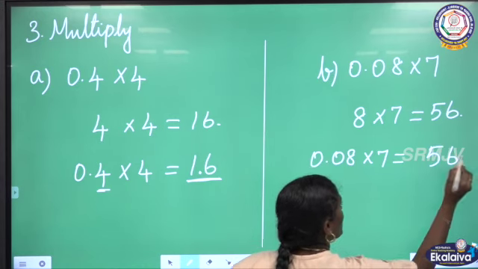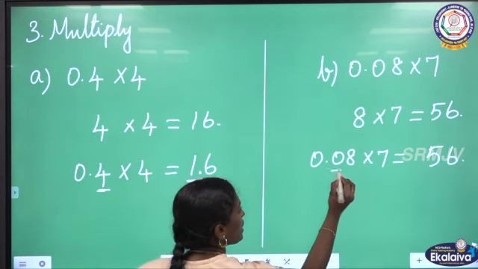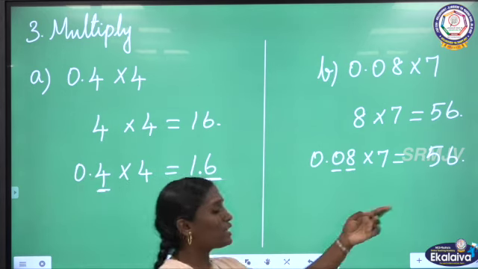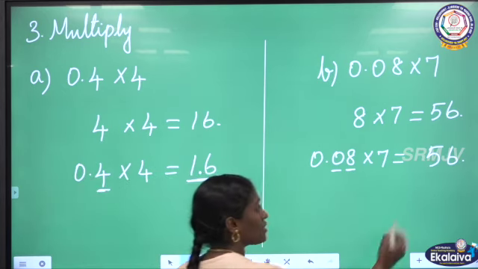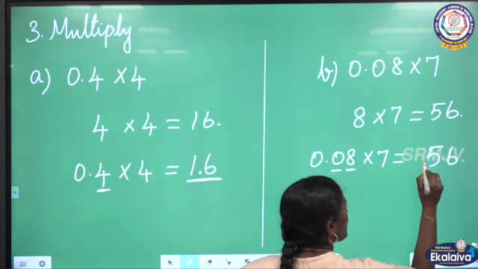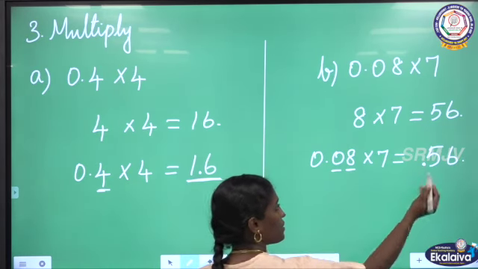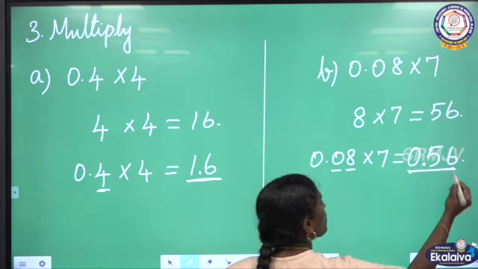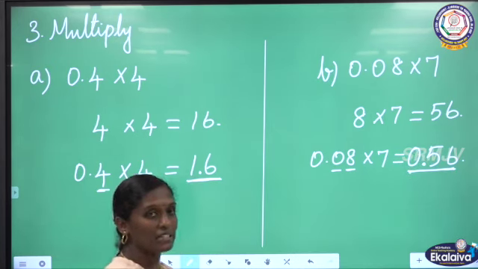Now, we have to keep the decimal point. In the given question, how many decimal places are there? Two decimal places. So, in the answer also we need two decimal places. So, from the last before two digits we have to keep the decimal point. Here the whole number part is 0. So, 0.56 is the answer.